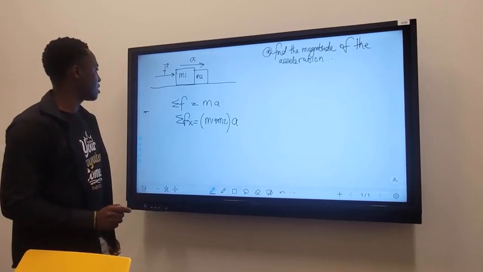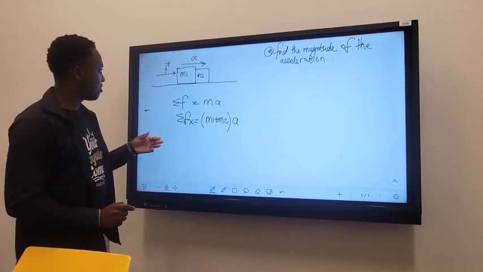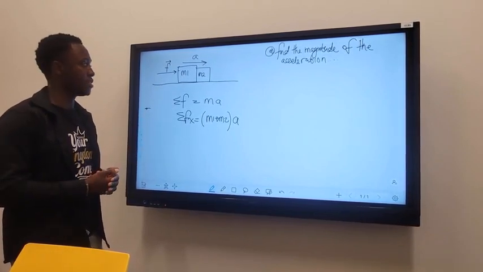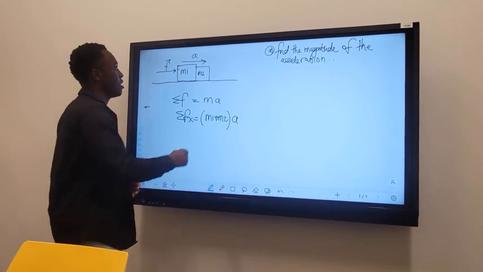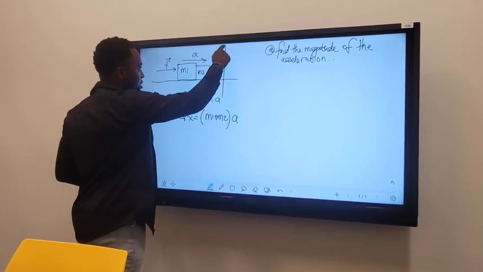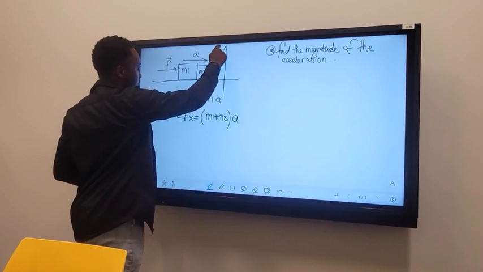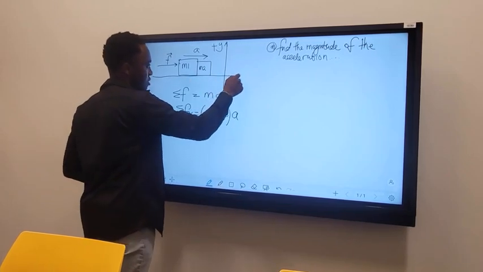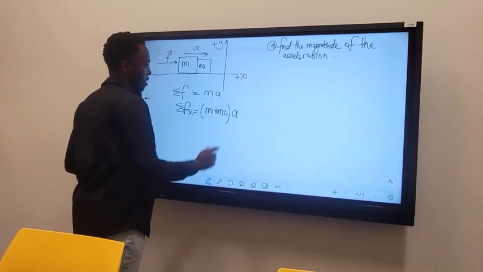Okay, great. Now before we even go further, let's define our directions. That way, since acceleration is a vector, we have to know which directions we're working with. I'll define the top part as positive y, and I'll define the right as positive x.